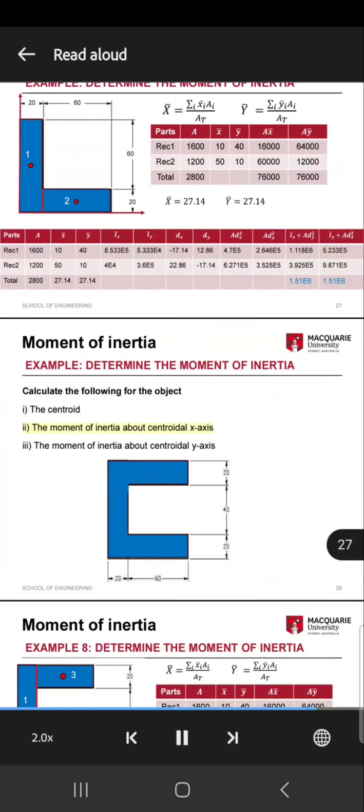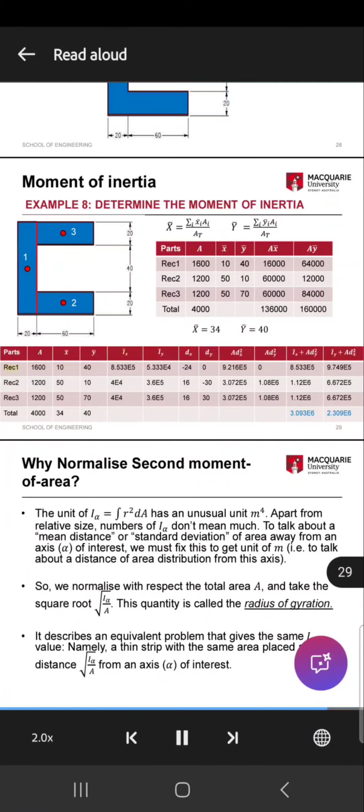Calculate the following object, like a centroid. Equal moment of inertia about the centroidal axis. Moment of inertia. Parts: A, x, y, dA. Rectangle 1 and rectangle 2, with values 10, 40, 4, 6, 64,000, and 1,200. Total 74. The x centroid equals 34.